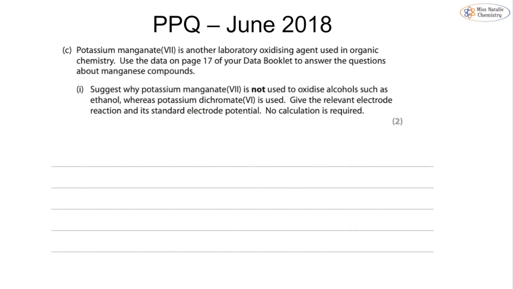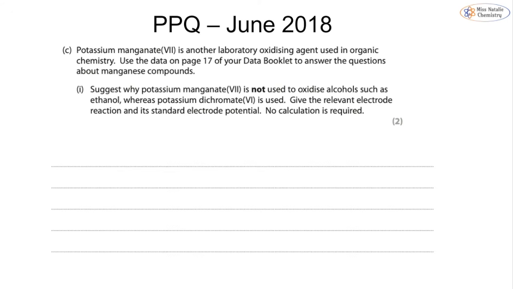And the last part is looking at potassium manganate being another laboratory oxidizing agent, which is used in organic chemistry. And we want to use the data booklet to answer the question. And we want to suggest why potassium manganate is not used to oxidize alcohol such as ethanol, whereas potassium dichromate is. And we want to give the relevant standard electrode potential plus the reaction. We don't need to do a calculation, we just want to comment on it.